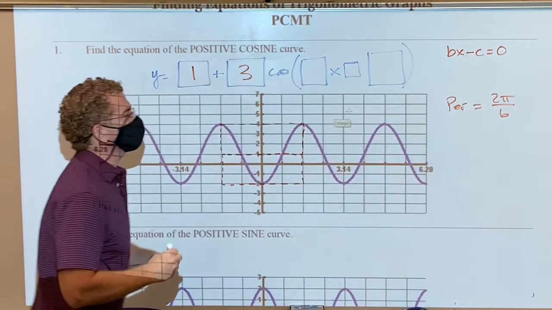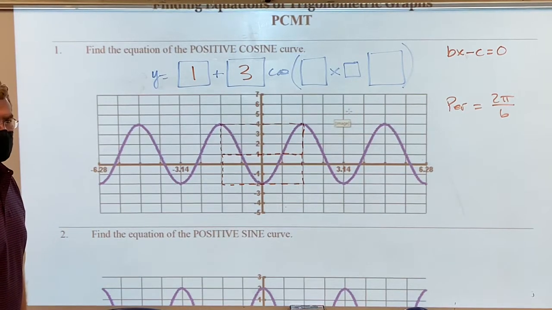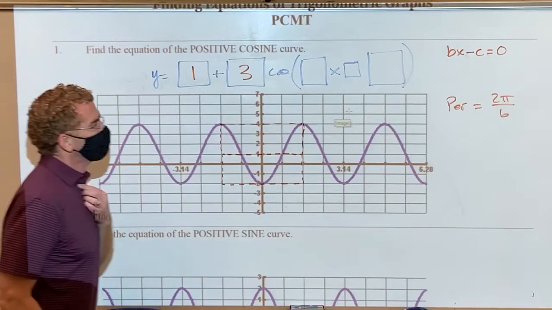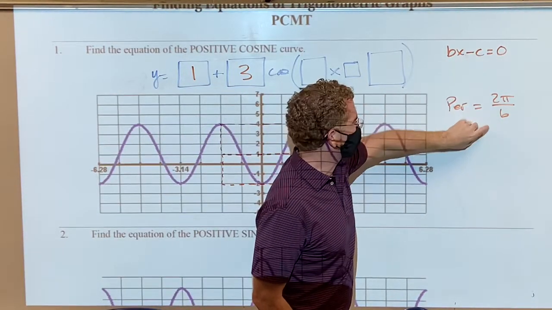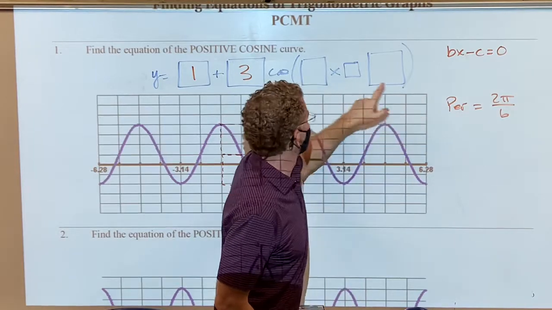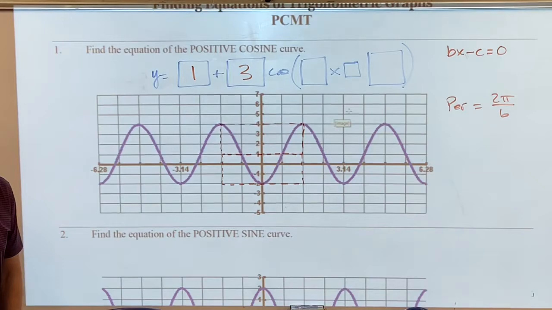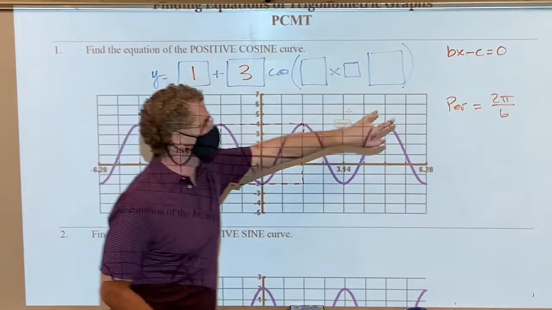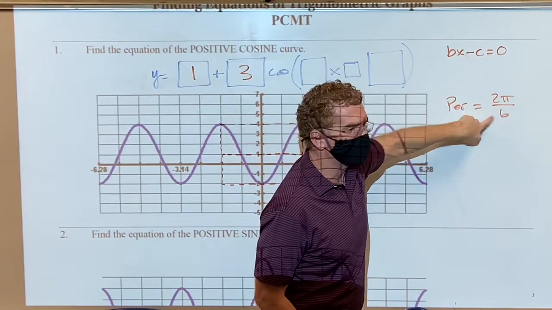Now, in your opinion, what would be the easiest thing to find right here? Or easiest thing to use first? Try to figure out what b and c are from this, or try to figure out what b is from this, because the only thing I have left is the b and the c and the sign. Yeah, I think this would be a better idea because I don't know either of those. But of the period and the b, I do know the period.